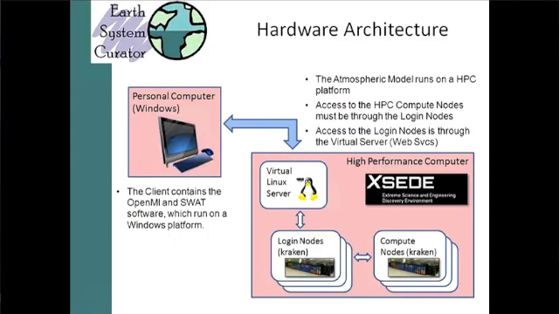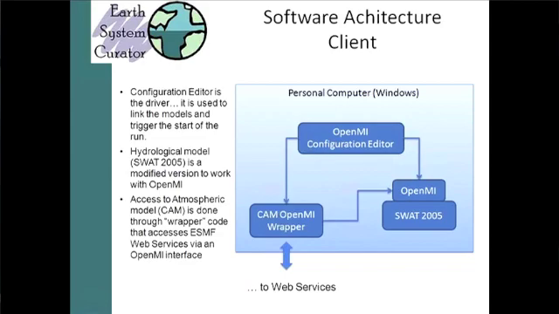So that's the hardware. When we get down into the software, the software on the client is the 3 parts, and we've kind of gone through this already. We have the SWAT 2005 hydrological model, and it's wrapped with OpenMI. We have the CAM ESMF OpenMI wrapper, and this is what's used to communicate to the ESMF web services. And then we have the OpenMI configuration editor, which is used to link and drive the model run.